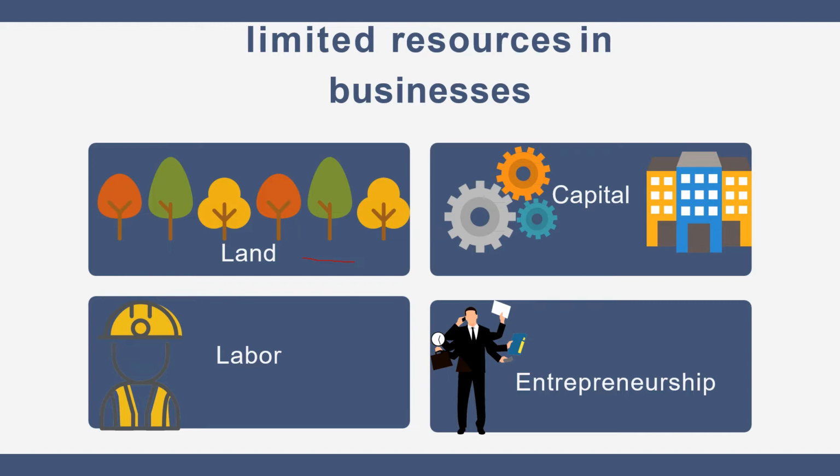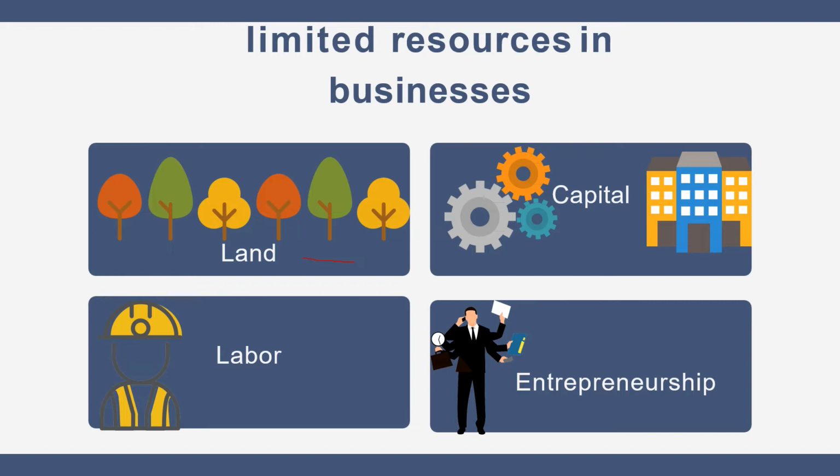What about labor? Labor refers to human resources. For example, doctors, lawyers, carpenters, gardeners. Anything that has something to do with human resources, we call it labor resources. What about entrepreneurship? Entrepreneurship also involves human beings, but in this case, entrepreneurs are people who pull together land, labor, and capital to create a business.